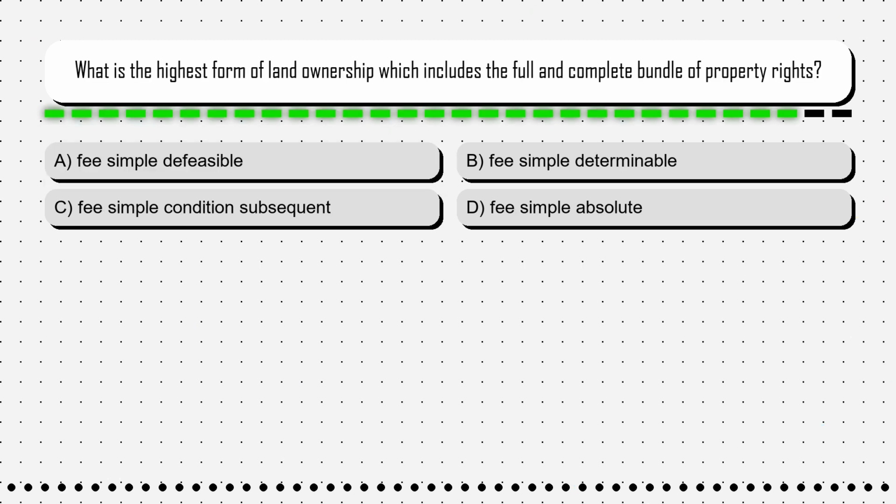Question 6. What is the highest form of land ownership which includes the full and complete bundle of property rights? Option A, a fee simple defeasible. Option B, a fee simple determinable. Option C, a fee simple condition subsequent. Option D, a fee simple absolute.